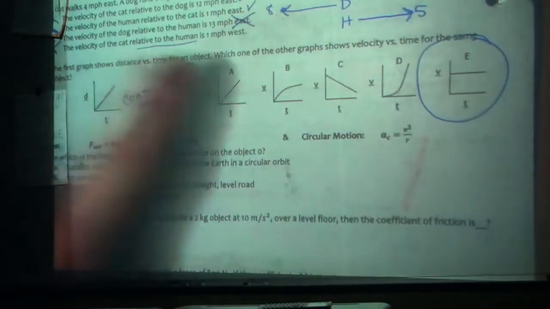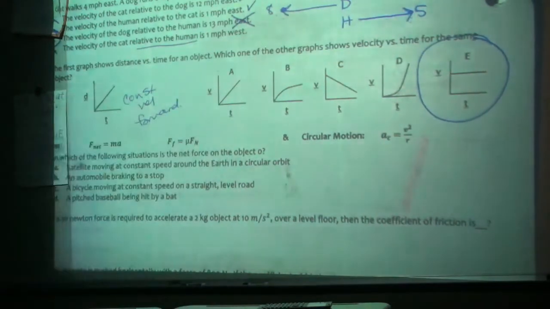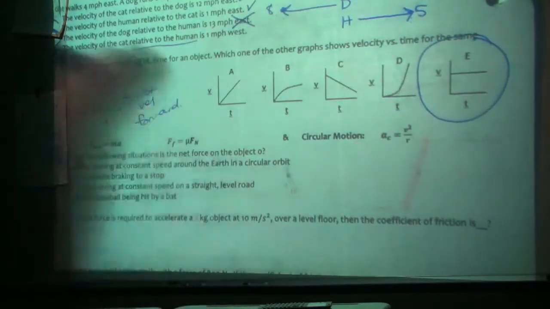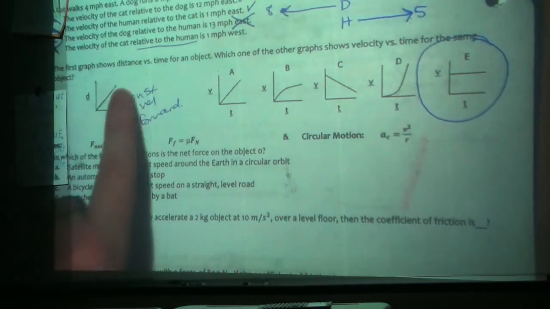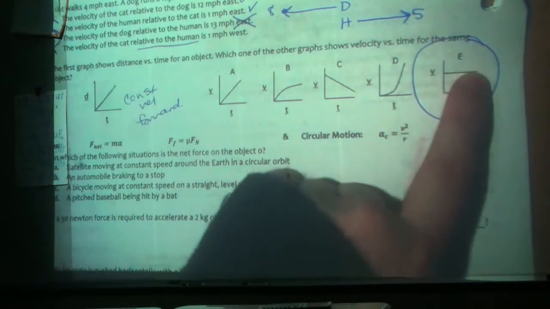Your distance and your velocity graph should not be the same thing. They are different types of graphs. They should represent the same motion, but not in the same manner. This would be going forward at constant speed. This is also going at constant speed, but they should look different.